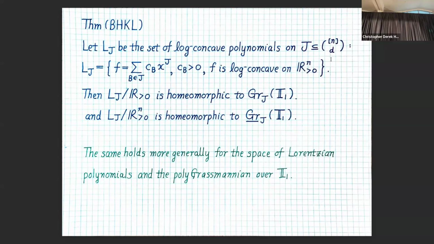And the claim is that that space is homeomorphic, in a canonical sense, to the space of log concave polynomials. And if you mod out the torus action, which corresponds to scaling of the n variables, then this is homeomorphic to the realization space. And formulating it in this way was just for simplicity, and the same holds more generally for the space of Lorentzian polynomials and the polygrassmannian over T1. So the polygrassmannian is like a Grassmannian, but there is a Plücker coordinate for every one of the multisets, not just sets.